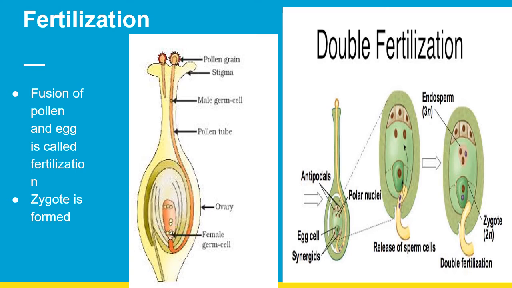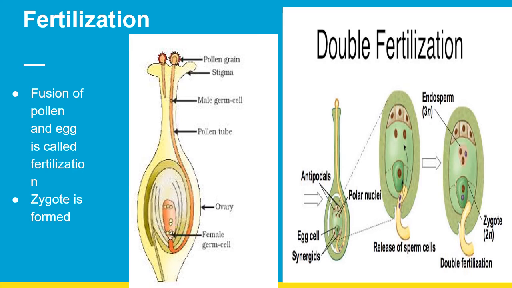When the fusion of the male gamete with the female gamete takes place, we call it fertilization. Fertilization is the fusion of pollen and the egg. And the result of fertilization is the zygote formation. In this picture, you can see the structure of pollen grain fallen on the stigma. When it falls on the stigma, the chemicals present in the pollen grain will melt the outer exine part of the pollen grain and then it starts germinating through the style of the flower.